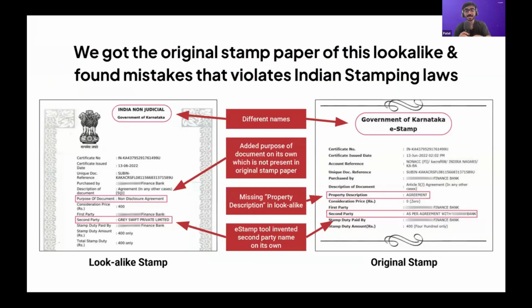Once you see them side by side, you realize immediately, right? The title is different. The stamping provider has actually inserted an emblem that's not there. The stamping provider has put a new field, purpose of document, which is not there in the original stamp, where it just says property description. The second party in the actual stamp is a generic title. That's not the issue there, right? You can put a second party as a generic title. But the one we received actually has our name, right? There's a clear discrepancy here, whereas the stamp actually just has one single truth copy, right?